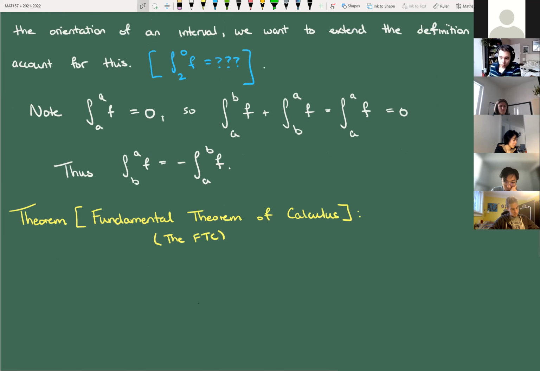Now, if you pull up a book like Stewart or something, they'll state the FTC wrong. The reason for that is they don't go into sufficient rigor to be able to state it correctly. So your statement of the FTC is actually the right one. So suppose that I give you an integrable function.